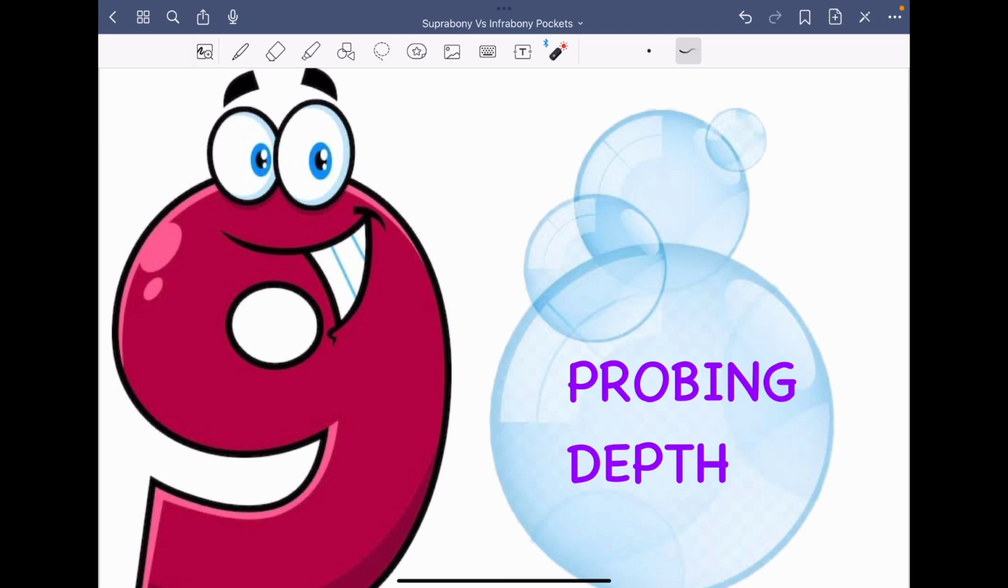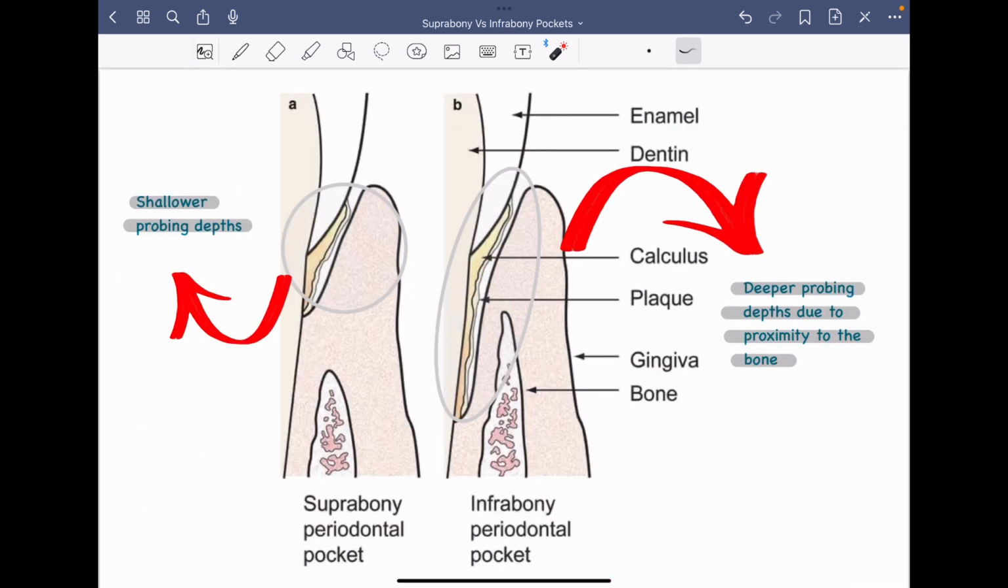Moving on towards the ninth point of differentiation, that is on the basis of probing depth. We know that in order to diagnose a pocket, we need to ensure that there is a pathological deepening of the gingival sulcus. So we usually use a periodontal probe to get to know the depth of the pocket. In case of suprabony pocket, whenever you are probing the area with the pocket, you will encounter shallower probing depths, whereas in case of intrabony pockets, there is a deep probing depth. And this is because of the close proximity to the bone.